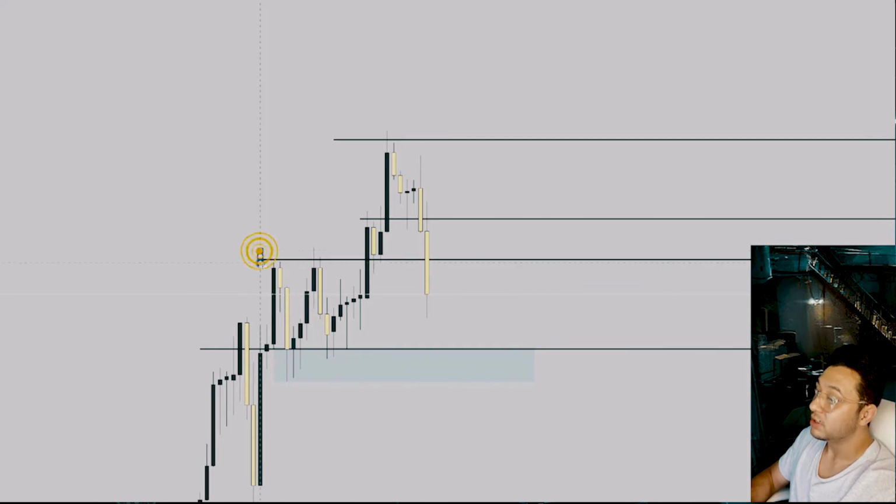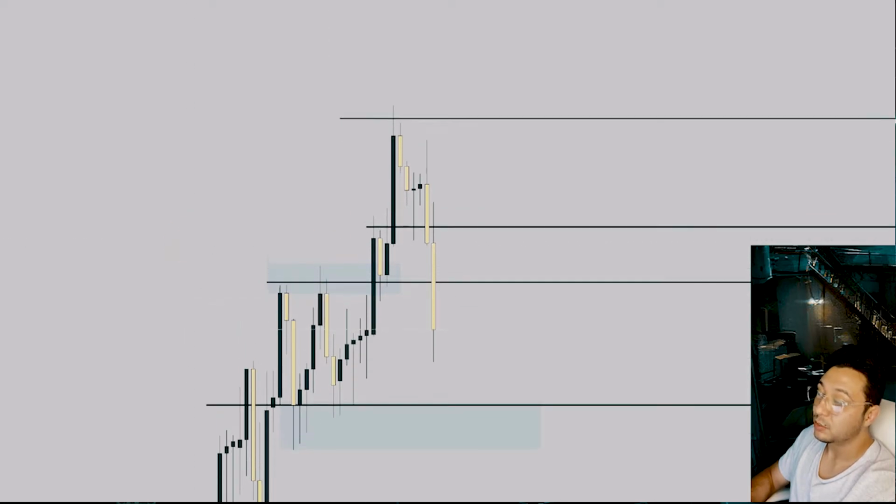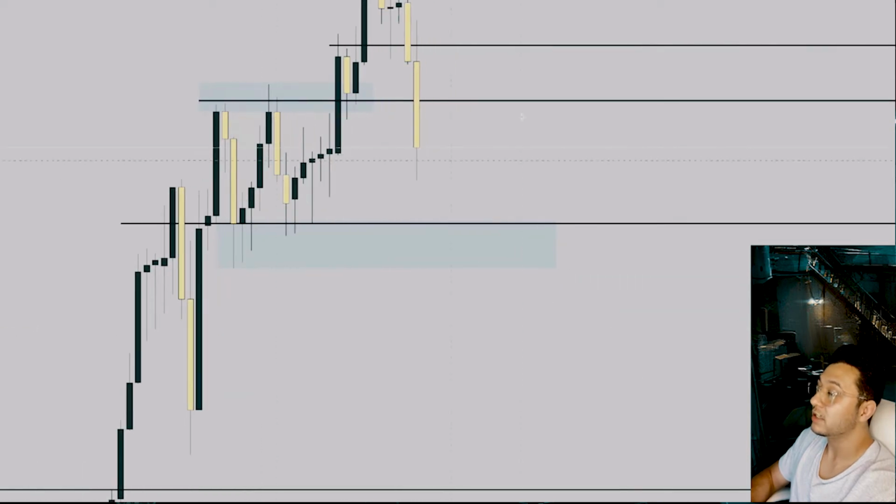Now, there was an area of supply here, as you can see, the wick rejections, and like I was saying, supply and demand covers the extreme ends of price, the wicks. Now, you can draw these a few different ways, and they also can be drawn on multiple different time frames. They can be drawn on all time frames actually.